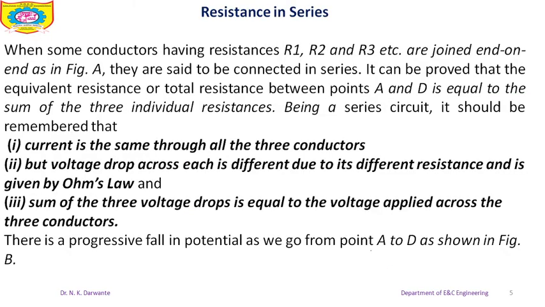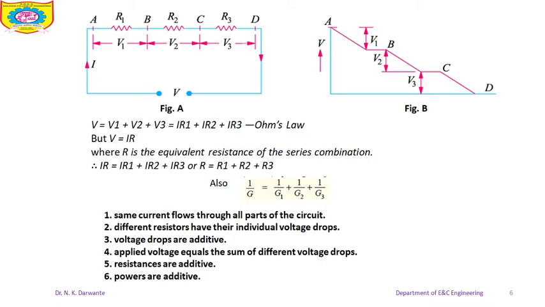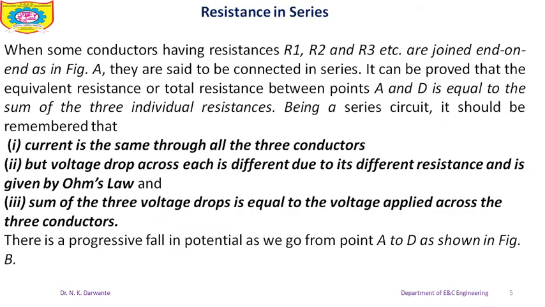Now, if there are multiple resistances in the circuit, that means a combination of different electronic components and devices. When some conductors having the resistances R1, R2, and R3, etc., are joined end to end, as shown here in figure A with the different resistances R1, R2, and R3, then they are said to be connected in series.